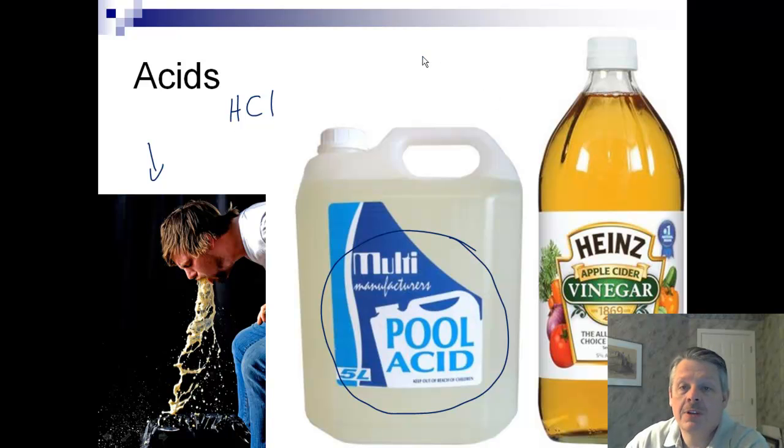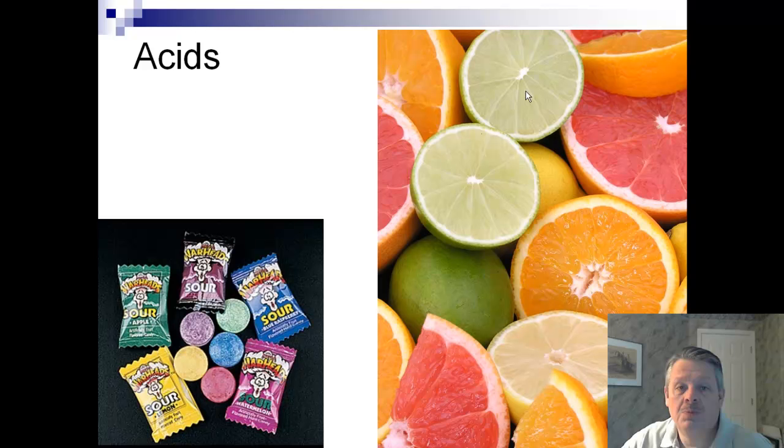And then, of course, you've got vinegar. We've talked about that before. That's acetic acid, which looks like that, HC2H3O2. All right. Now, we do have lots of acids around us in other things. For example, over here we've got a lot of citric acid in lemons and limes and grapefruits and oranges. They all contain citric acid.